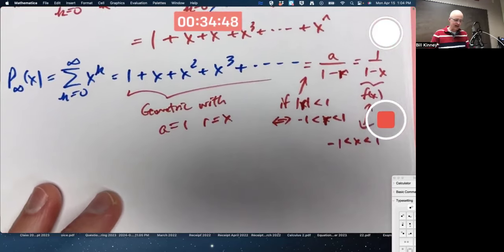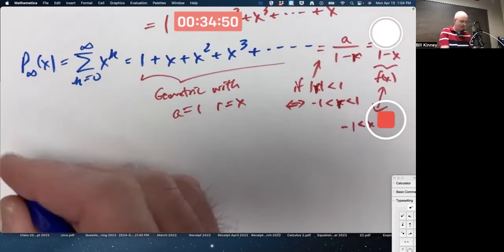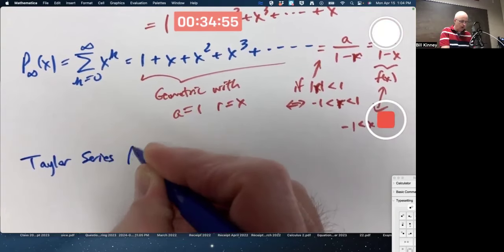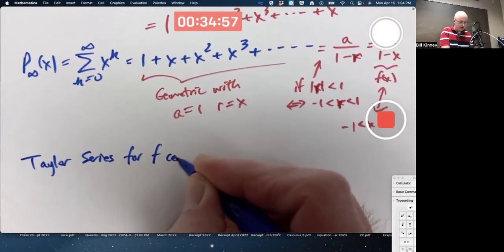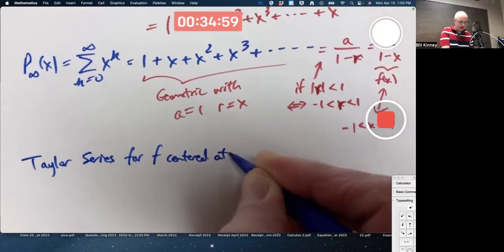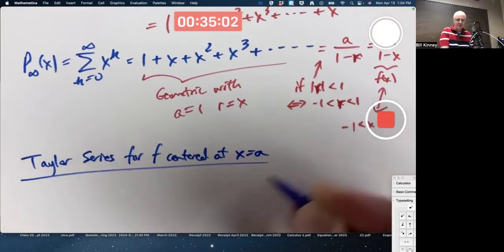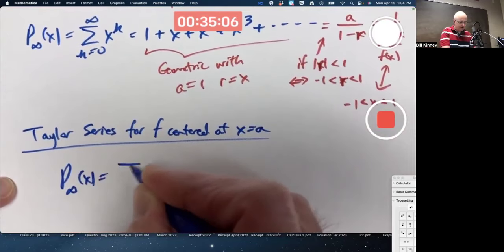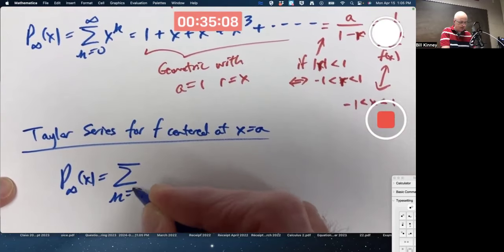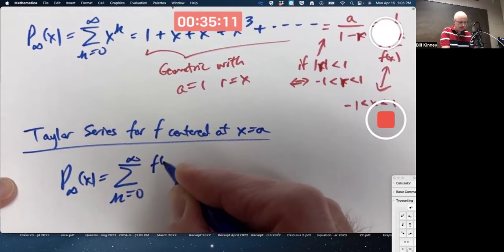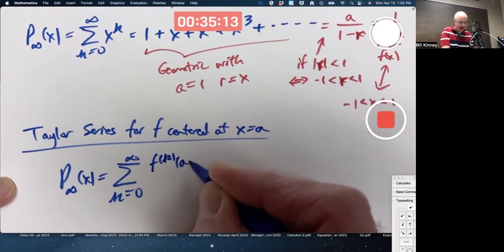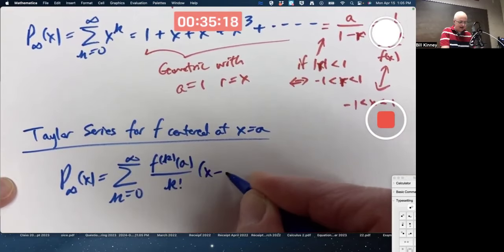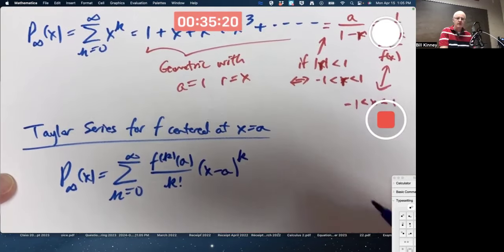In general, the Taylor series for f centered at x equals a, call it p sub infinity of x, is an infinite sum, k goes from 0 to infinity, of the kth derivative of f at a divided by k factorial times x minus little a to the kth power.